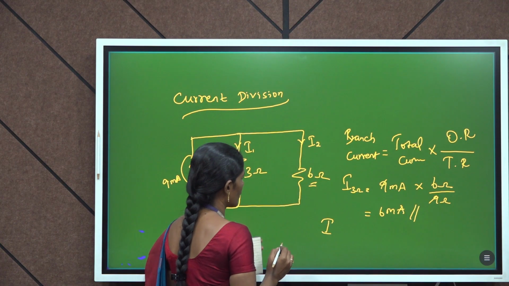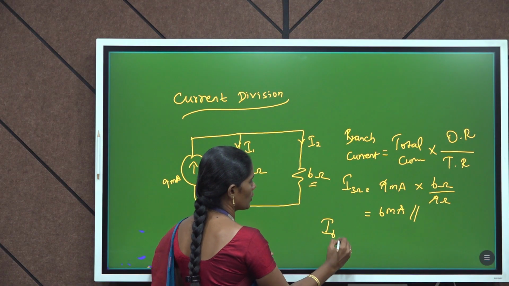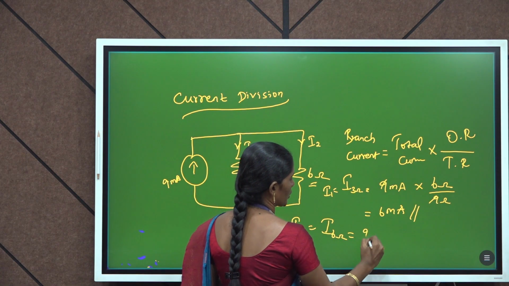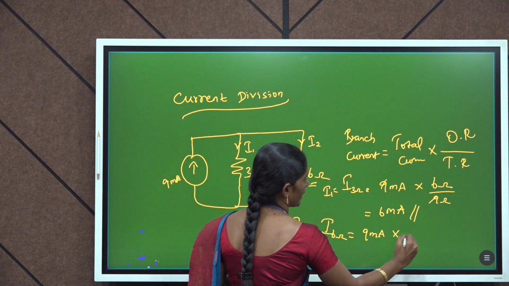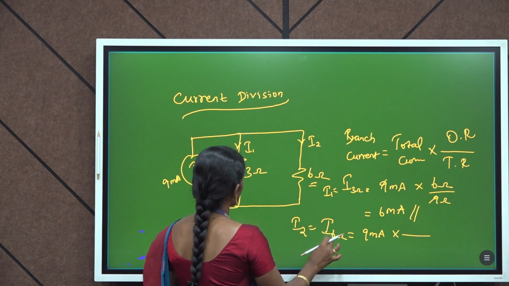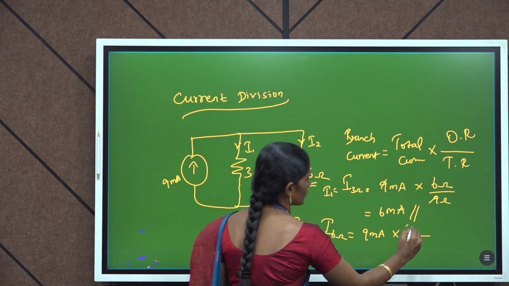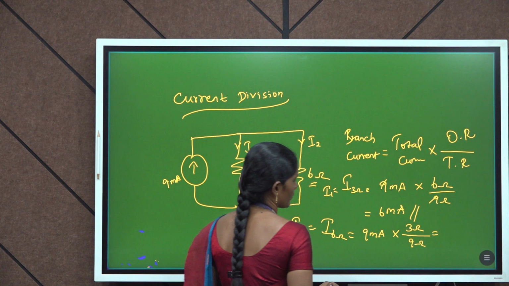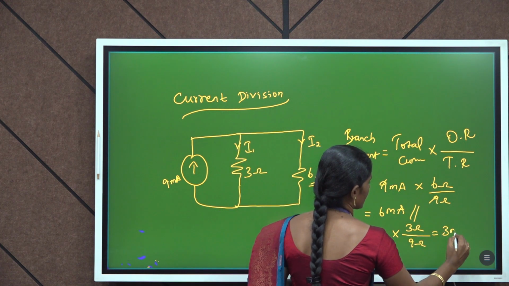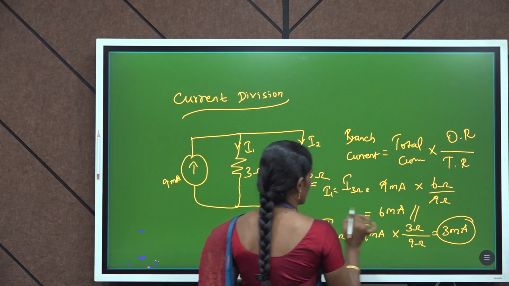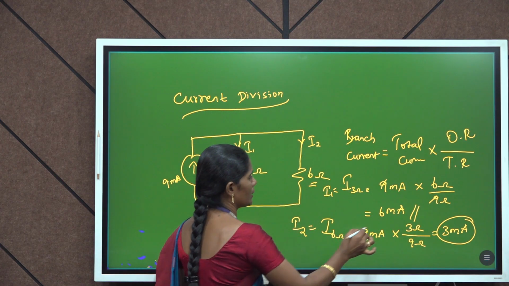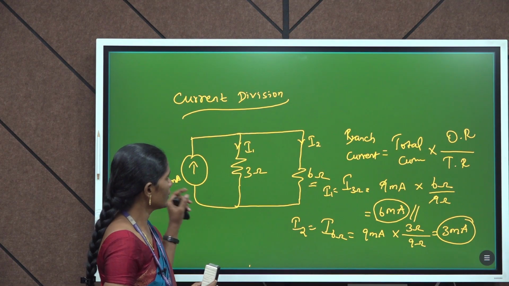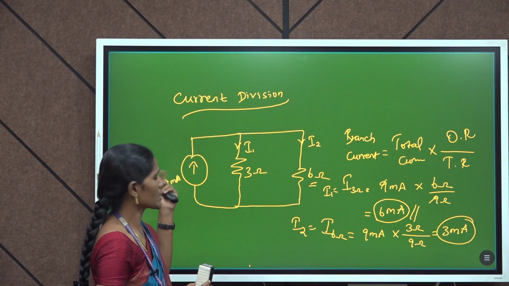By using the same rule, we can identify the current flowing through the 6 ohm, I2. I2 here is the total current 9 milliampere multiplied by the ratio, the opposite resistance of the 6 ohm resistance is 3 ohm, divided by the total resistance 9 ohm. So, we get the result 3 milliampere. So, the total current is 9 milliampere, and the branch currents are 6 milliampere as well as 3 milliampere. By using current division, we can verify Kirchhoff's current law also.